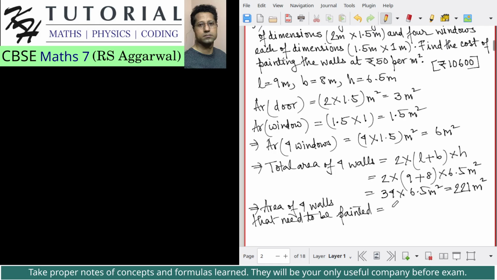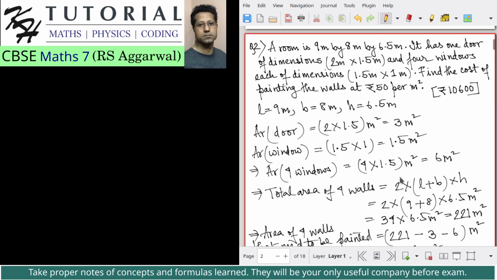It will be equal to the total area of the 4 walls, that is 221, minus the area of one door, which is 3, and the area of 4 windows, which is 6. This much meter square, which is equal to 212 meter square. 212 meter square is the effective area of the 4 walls that need to be painted.